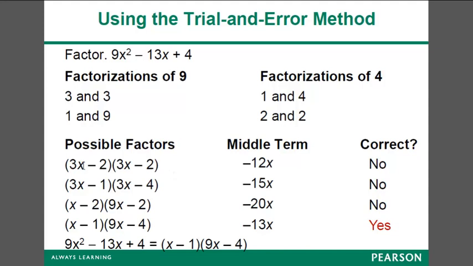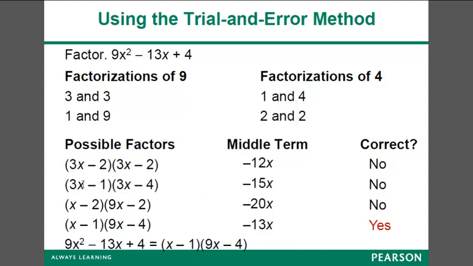When I multiply these, I have 3x times 3x, which is 9x squared. 3x times a negative 2 would be negative 6x. Negative 2 times a negative 3x is a negative 6x. Negative 6x plus negative 6x gives me negative 12x. That's not the middle term that I'm looking for. So this possible factor is no longer possible.